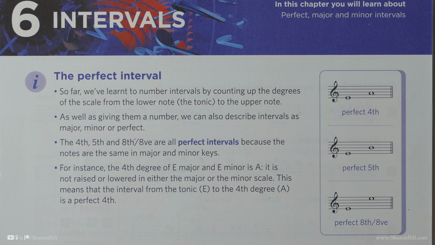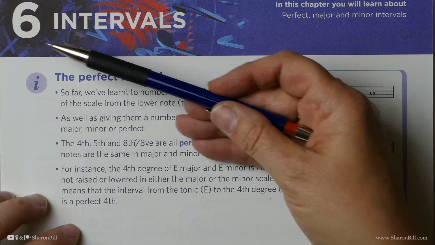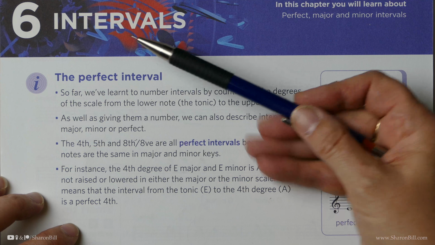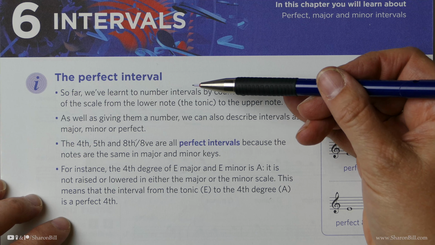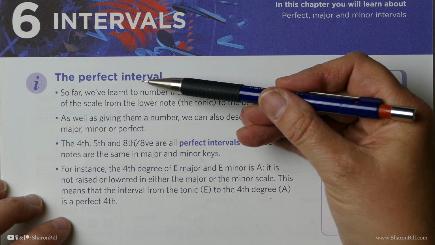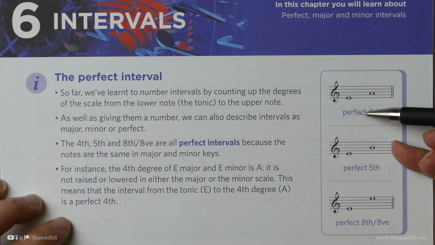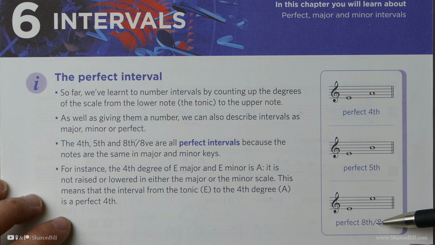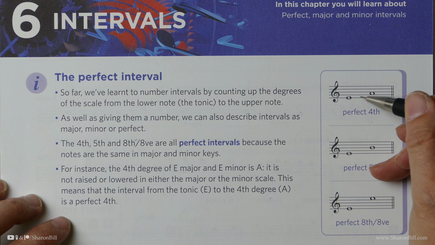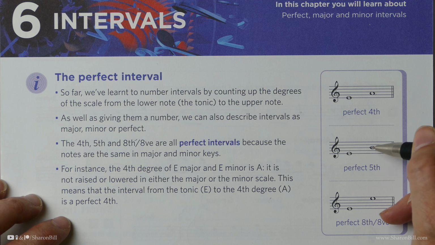We turn now to page 38 in the Grade 3 Discovering Music Theory workbook. Moving to chapter 6, looking at the topic of intervals. And first of all, we begin by looking at the perfect interval. When we have a perfect fourth, a perfect fifth, or a perfect octave, we're basically counting 4 steps from the tonic. We're counting up.